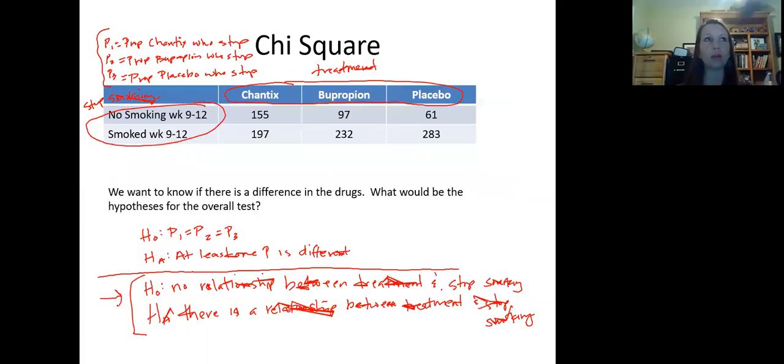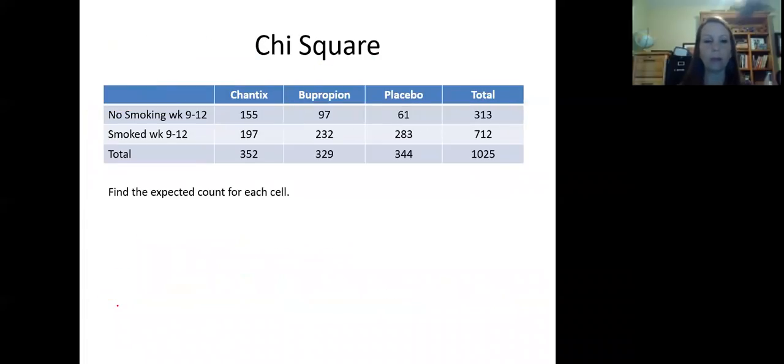And if it helps you remember which is which, think about when we write the null hypothesis, we're usually saying something equals something, or something's not different. So no difference is our null hypothesis, and there is a difference is the alternative hypothesis. Okay, so in order to do this test, we need to first find the expected count for each cell.